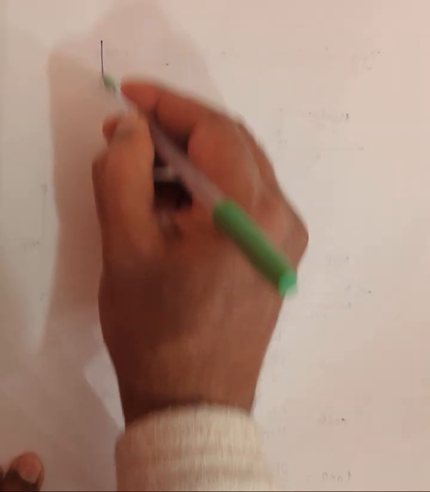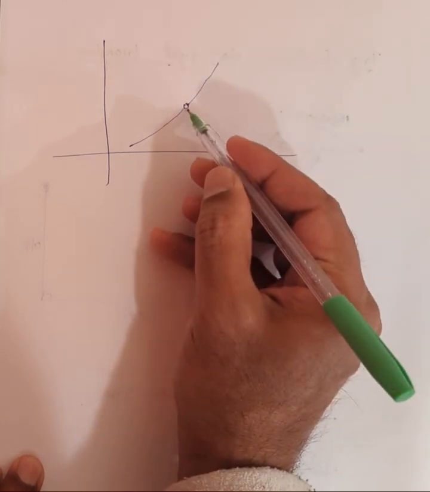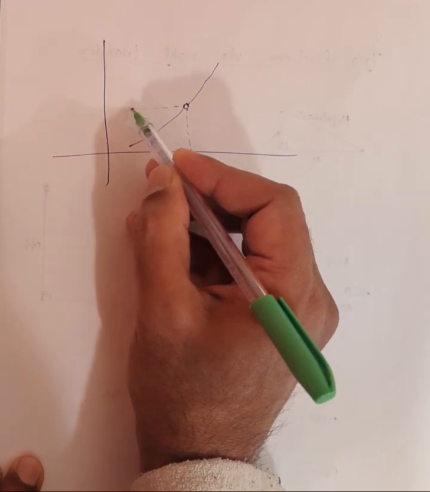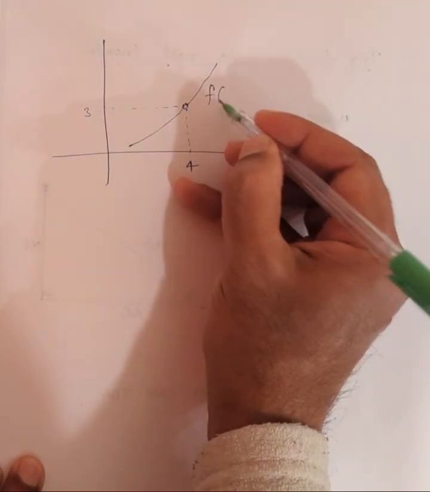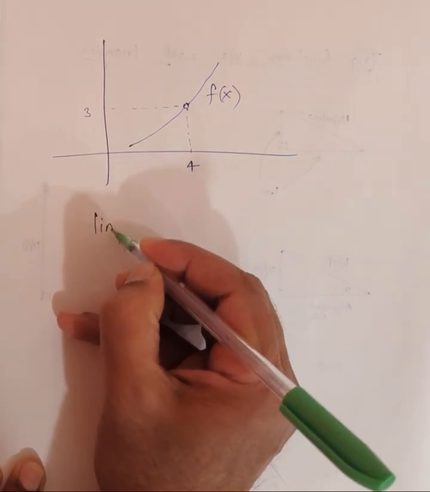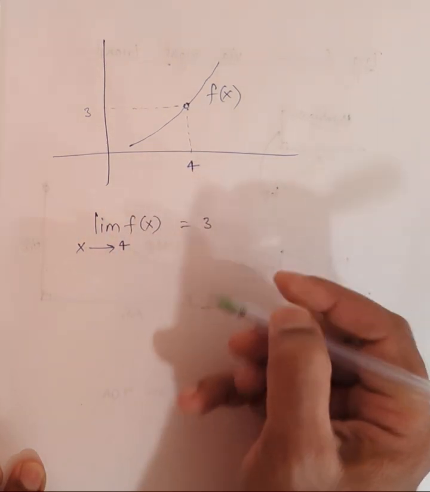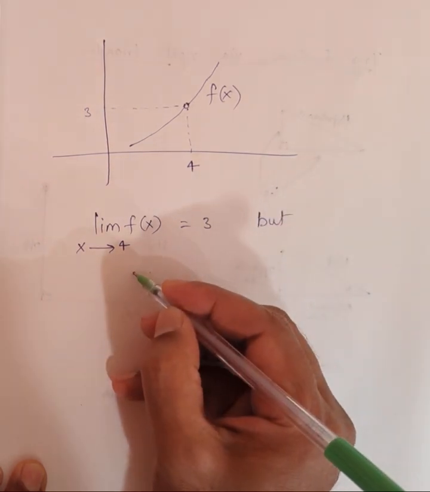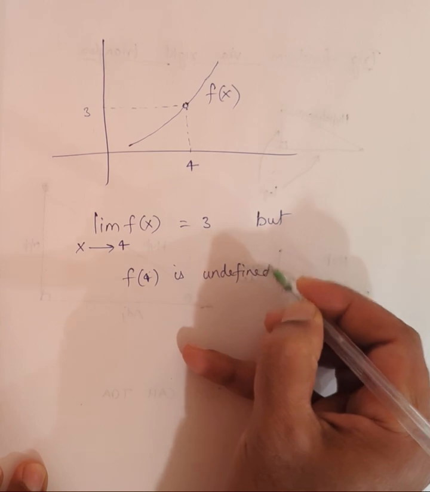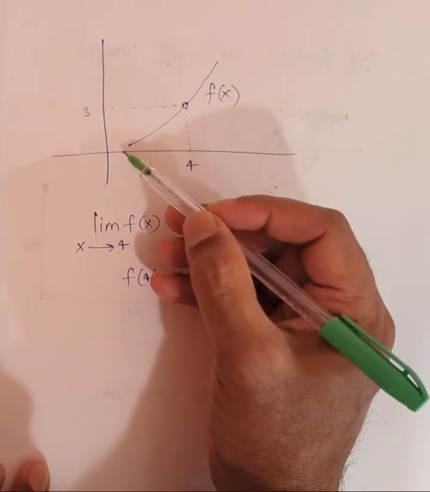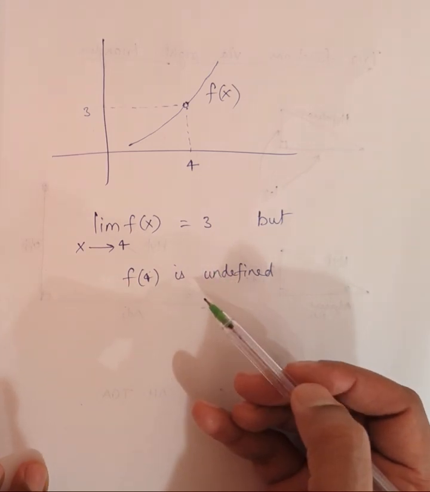So let's draw one more graph where the limit exists, but the function is still not continuous because of that break. So let's say this is again maybe 4, and say this is 3, and this is the graph of f of x. So here the limit exists. Limit x approaches 4 f of x is actually equal to 3. But f of 4 is not defined. So this is undefined. There's a hole at 4, so this function is defined for all values of x except 4. So that's why it's not continuous.